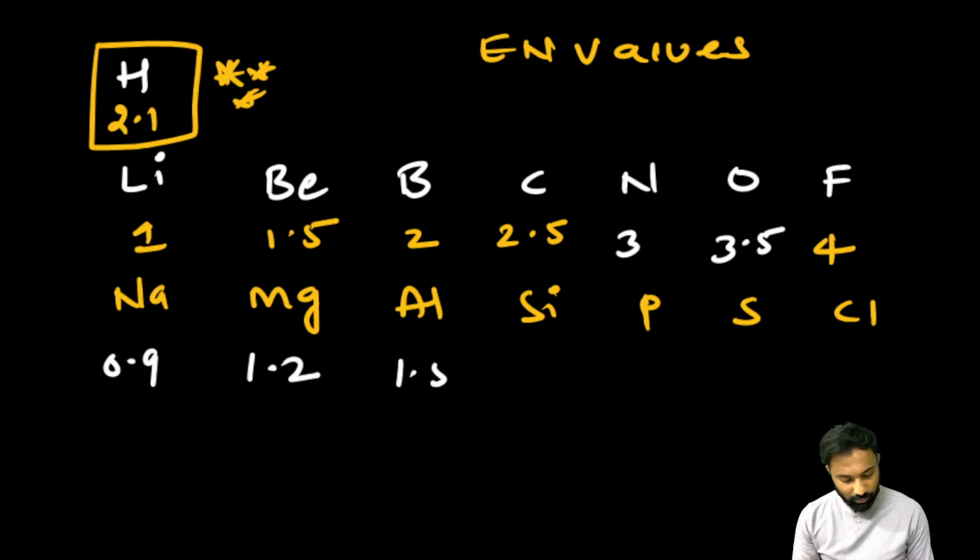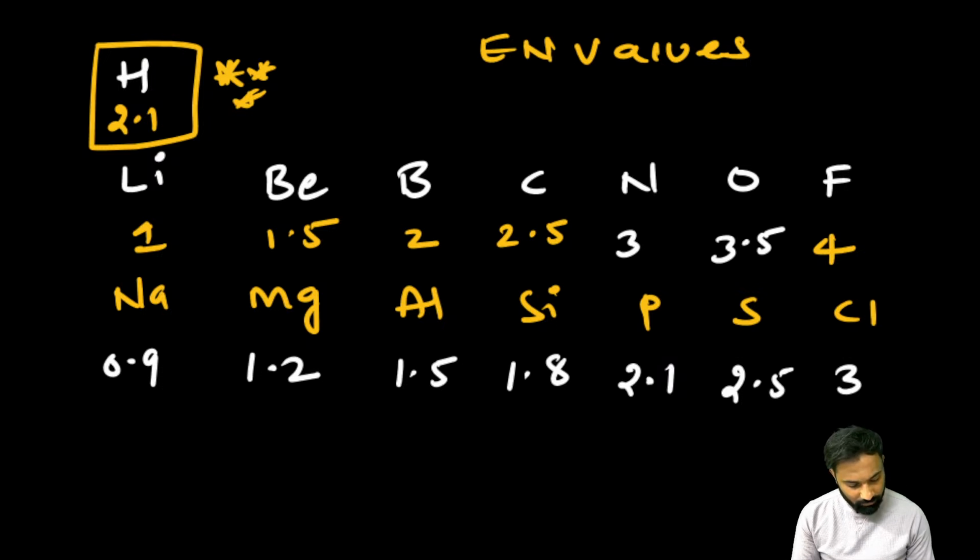Here it will be 1.5. Here it will be 1.8. Here it will be 2.1. Here it will be 2.5. Just increase by 0.4, sorry, and here it will increase by 0.5. Then it will become 3. Right? Next here it will be bromine, right? Once I will write here, bromine's electronegativity value is 2.8, and beside it I will write iodine, whose electronegativity value will be 2.5.